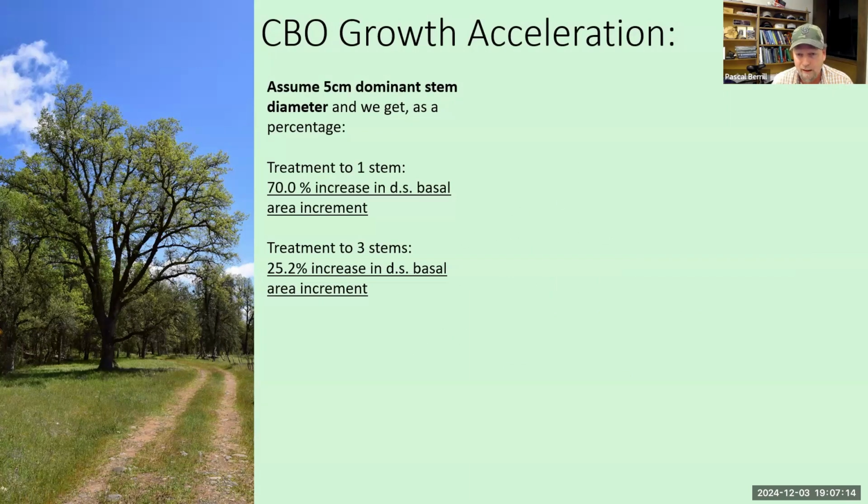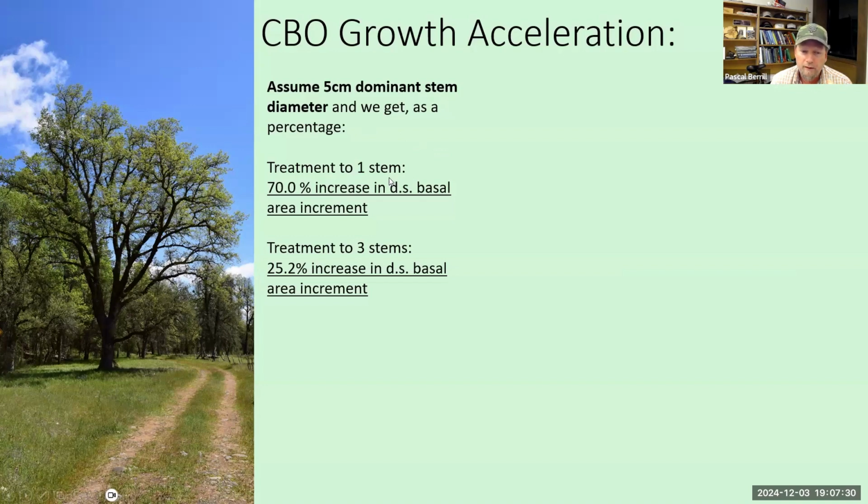What did we find? There was growth acceleration from thinning. Sort of distilling our analysis down to assuming that there was a 5 centimeter, that's a 2-inch diameter dominant stem.